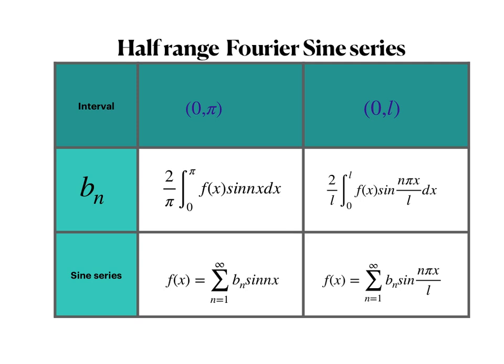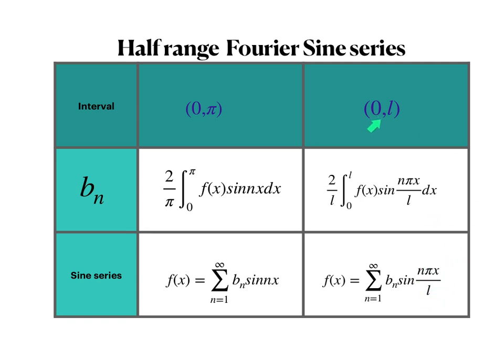In the same way, when finding the sine series, we find only Bn. Over the fixed interval 0 to pi, the formula is 2 by pi integral 0 to pi f of x sin nx dx. The same over the arbitrary interval 0 to L is 2 by L integral 0 to L f of x sin n pi x by L dx. The sine series is given by f of x equal to summation n equal to 1 to infinity Bn sin nx over the interval 0 to pi. Similarly, summation n equal to 1 to infinity Bn sin n pi x by L over the arbitrary interval.